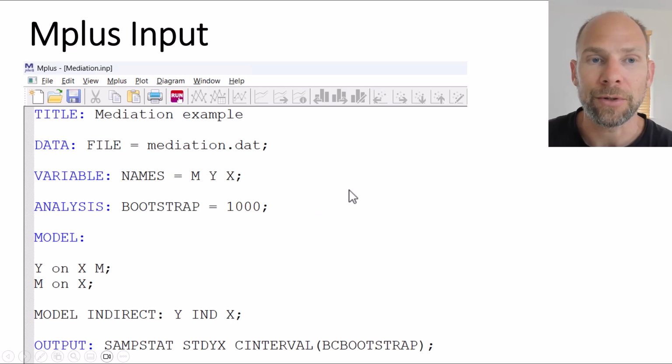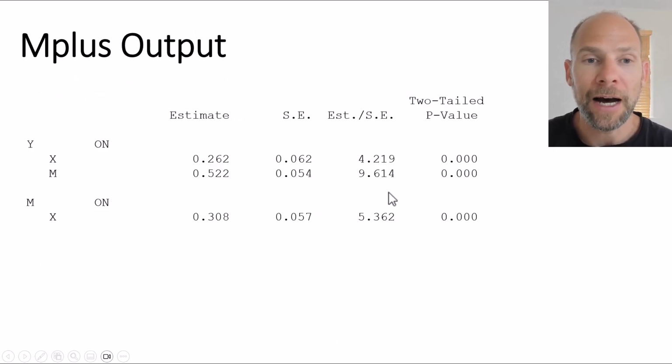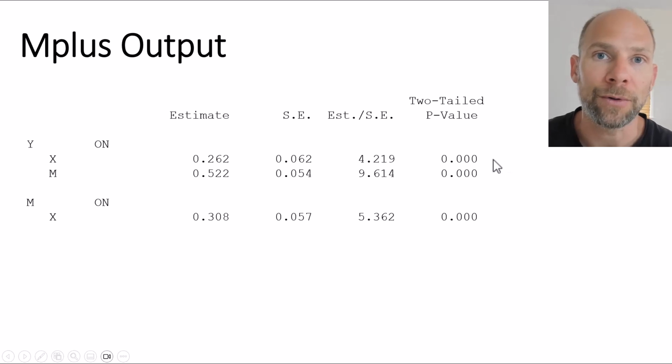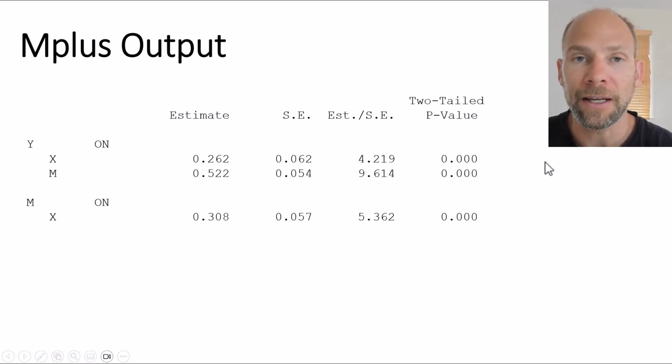In the output, we then get the point estimates of the A, B, and C prime paths. You can see here that I have Y on X, so this gives me my C prime path 0.262. Here, again, it's a standardized path. I get the Y on M path, which is the B path, 0.522, and I get the A path 0.308, along with a standard error and a Z statistic for statistical significance testing. So you can take a look at whether each one of those A, B, and C prime paths are significant. Here in this case, you can see they're all statistically significant.